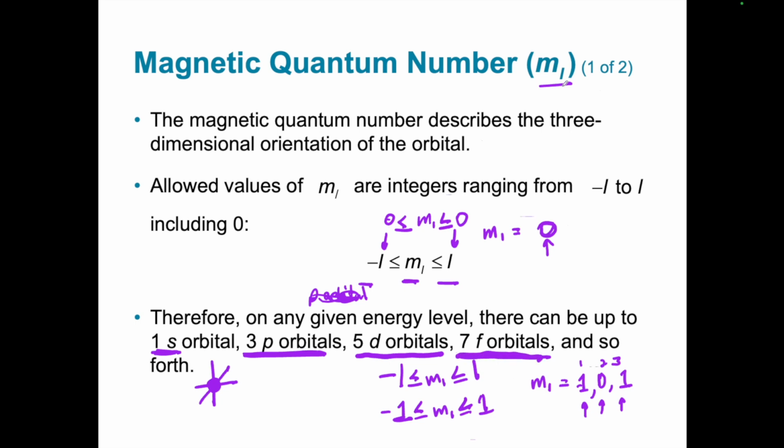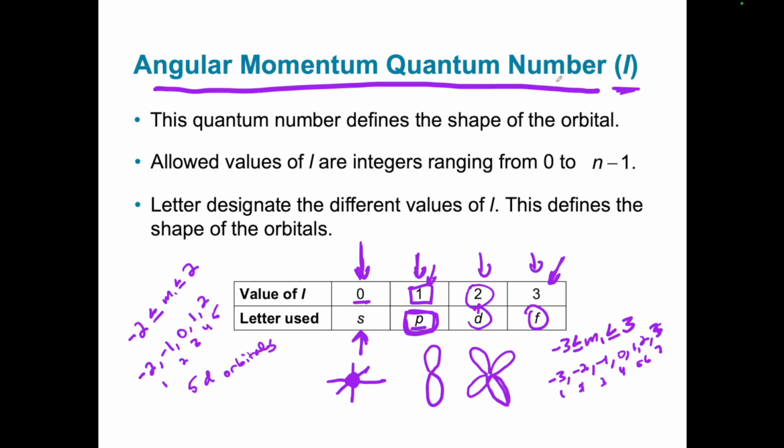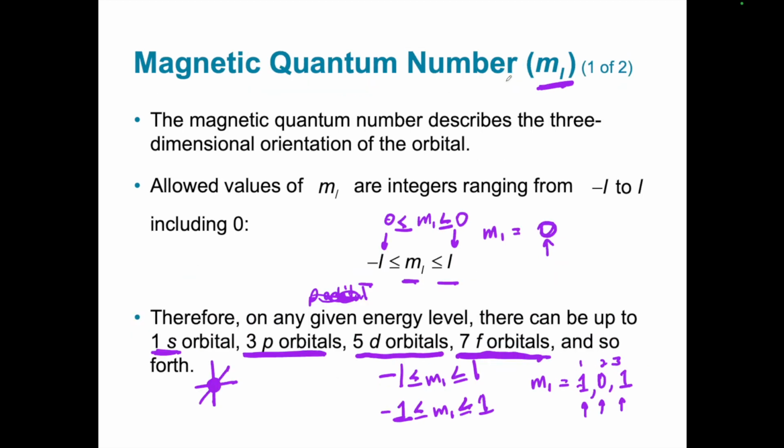So you can see how the m sub L actually just predicts for you how many different types of s orbitals, how many different types of p orbitals, how many different types of d orbitals, and how many different types of f orbitals you can have, just based on the angular momentum quantum number. Okay, so that's what that means.